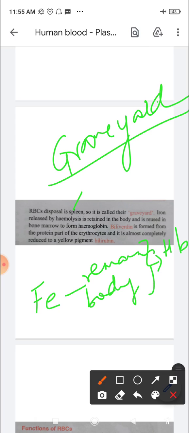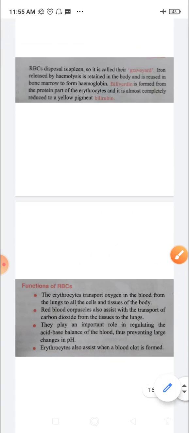Then biliverdin is formed from the protein part. What is hemoglobin made up of? It is made up of an iron part and a protein part, that is globin. Now what happens to the globin part, the protein part? Biliverdin is formed from the protein part of erythrocytes, and it is almost completely reduced to a yellow pigment. That yellow pigment is known as bilirubin.